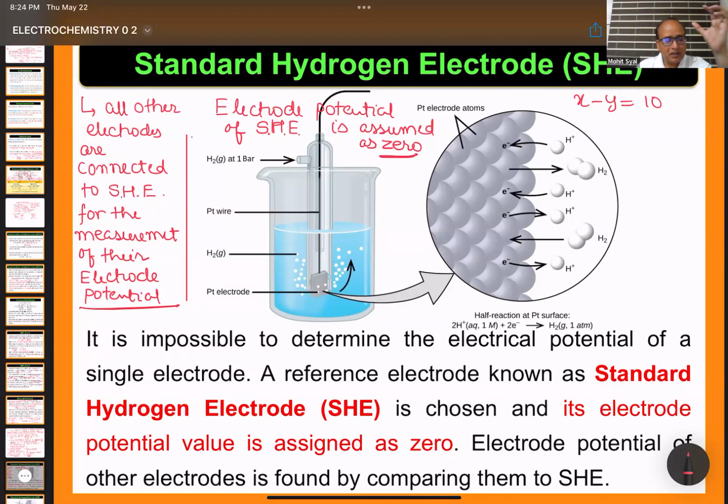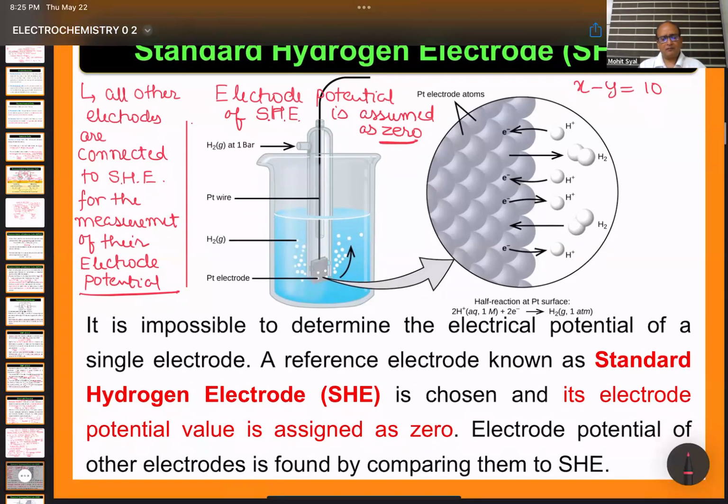The electrode potentials of all the rest of the electrodes are compared with respect to the standard hydrogen electrode. Now the question is, what is the electrode potential of the standard hydrogen electrode? Zero. It is assumed to be 0. Is it clear? So just keep this in mind. Very, very important. Now let's move to the construction of the standard hydrogen electrode.